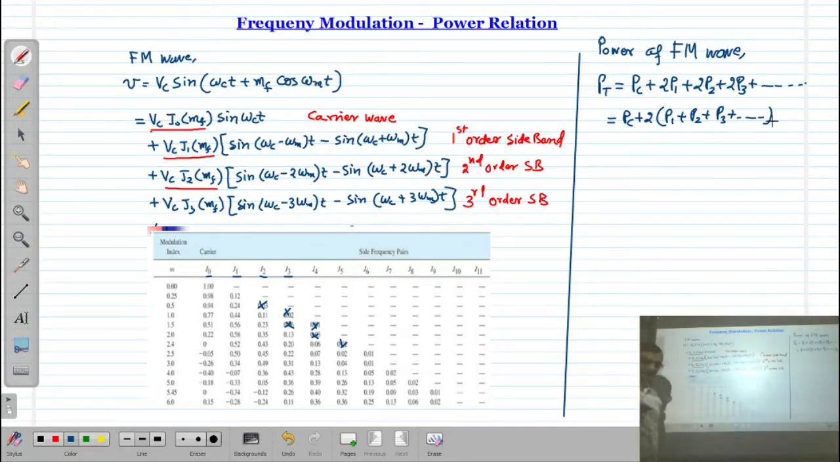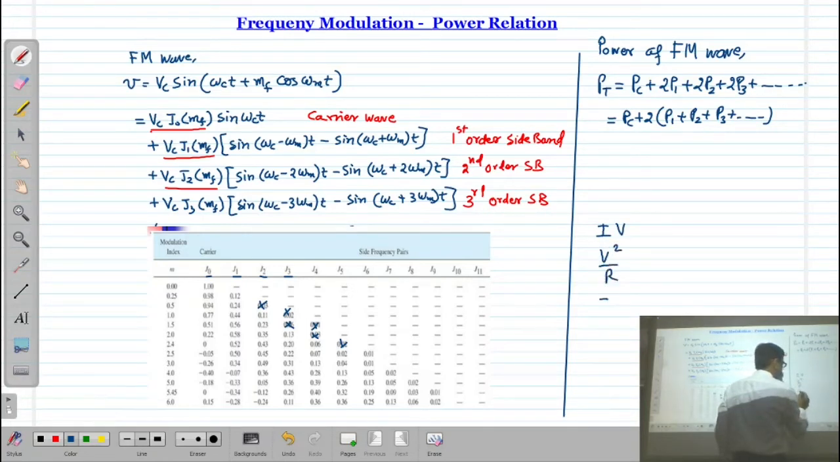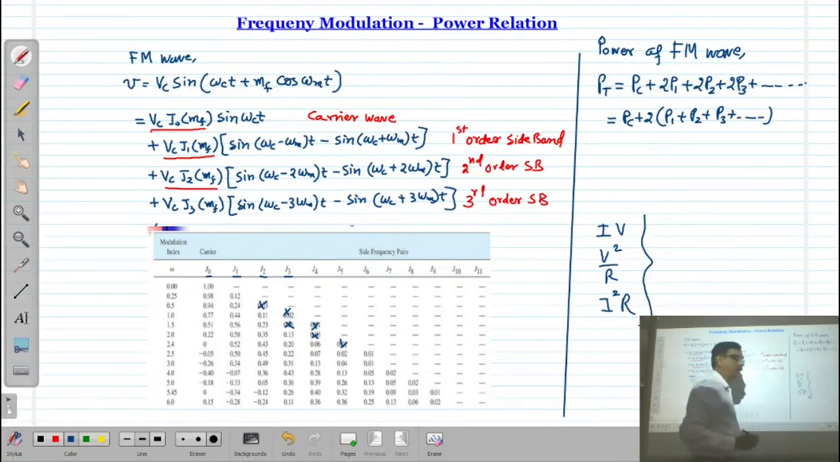Correct? Now, for the calculation of the power, we know that we have the formula I into V, or we can write V square by R, or we can use I square into R. Any one of these formulas we can use for calculating the power. Here we have the information regarding the amplitude, meaning the voltage. So we will use the formula V square by R for calculating the power.